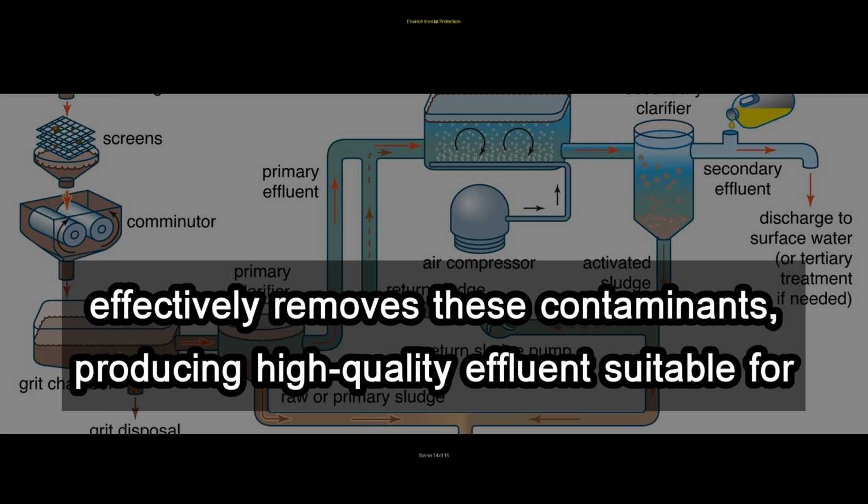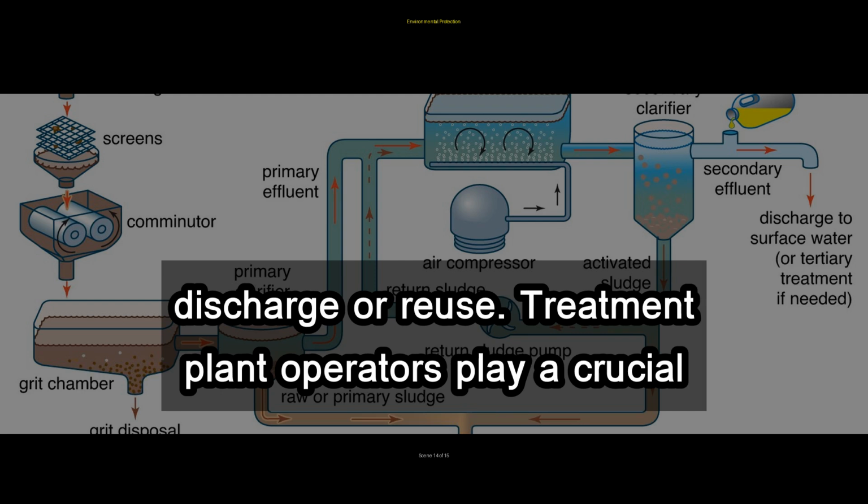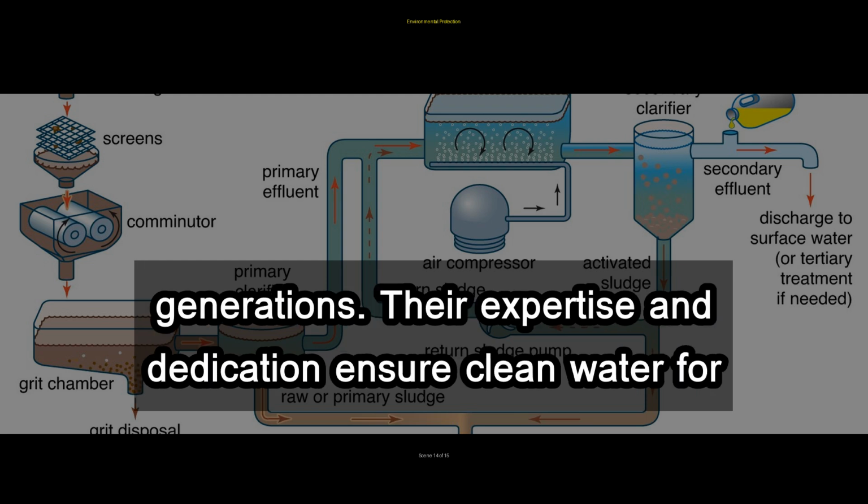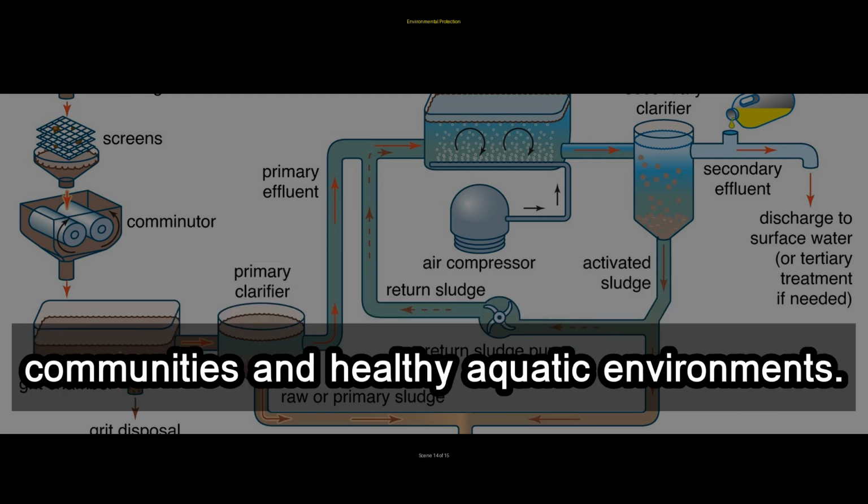The activated sludge process effectively removes these contaminants, producing high-quality effluent suitable for discharge or reuse. Treatment plant operators play a crucial role in safeguarding water resources for current and future generations. Their expertise and dedication ensure clean water for communities and healthy aquatic environments.